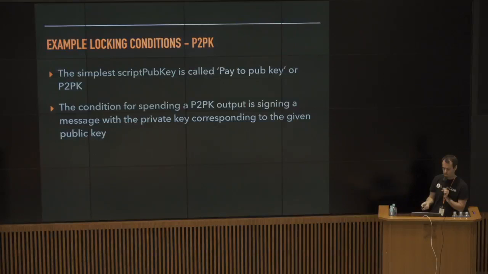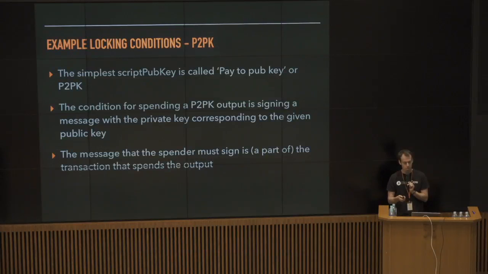And the condition for spending a P2PK output is signing a message with the private key corresponding to the given public key. That message, the message that the signer must sign, is a part of the transaction that they are signing. And we talked about how digital signatures worked in the first talk. So this is just a digital signature over the transaction, or parts of that transaction. And incidentally, this is why it's called script pub key, because the script pub key contains a pub key, and script sig, because the script sig contains a signature.